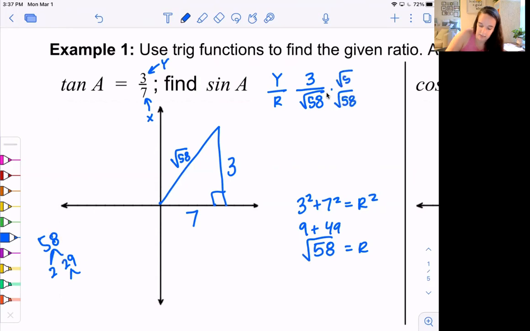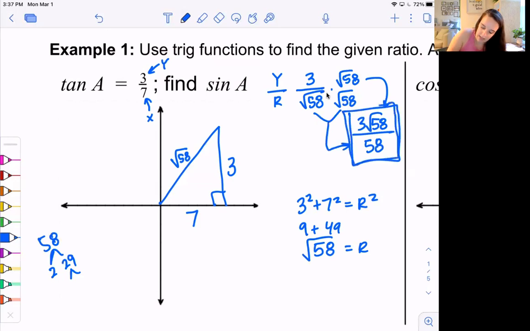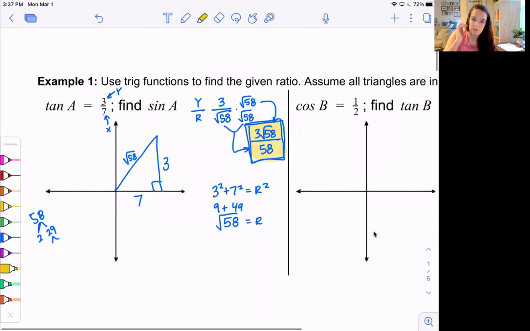Multiply by square root of 58 on top and on bottom. That's going to leave me with 3 root 58 on the top over 58 on the bottom. Square root of 58 times square root of 58 would equal that 58 there. This would be my answer for the sine of A. Okay. Let's go ahead and try a second one, right?